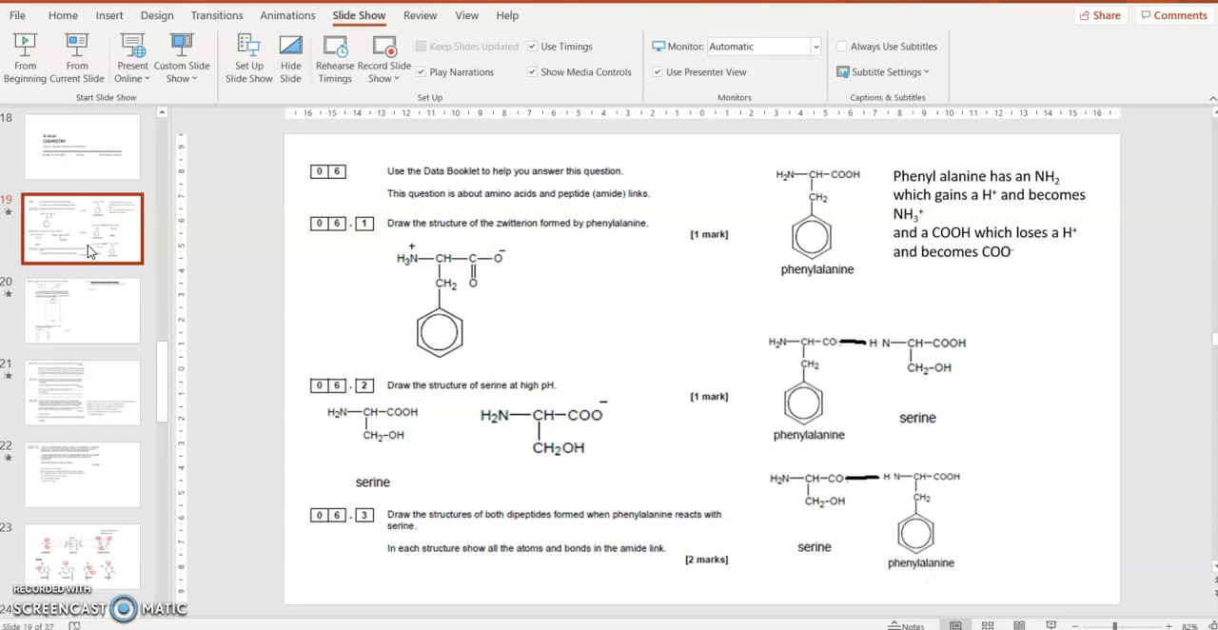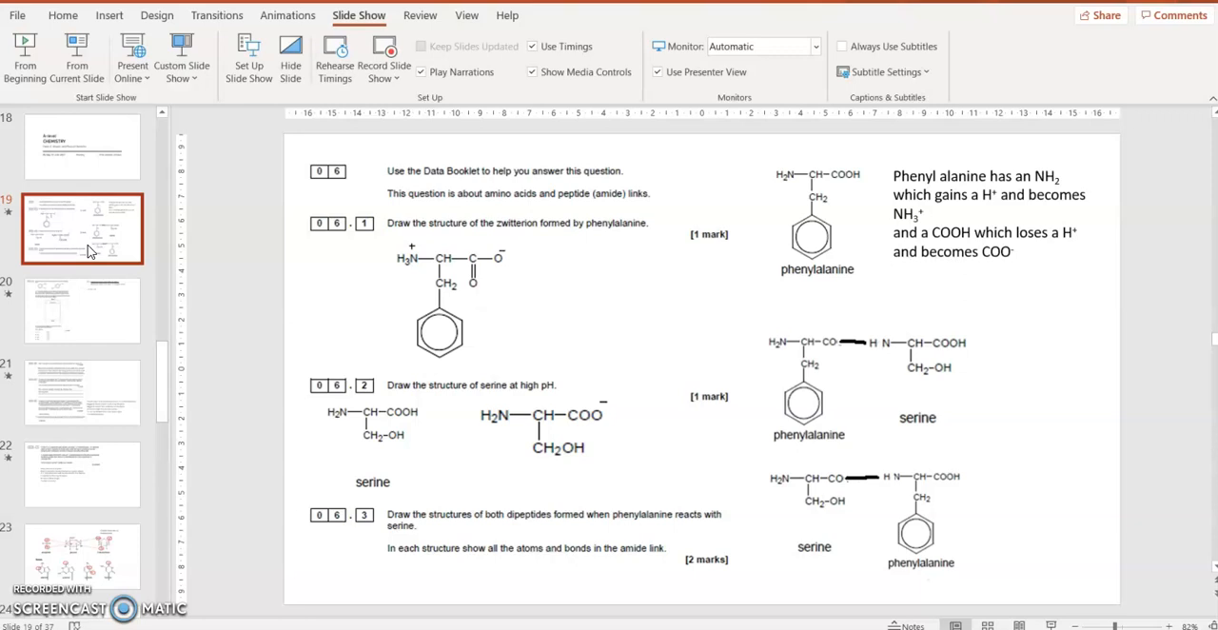Draw the structure of serine at high pH. So high pH means that it's a base. You've added a base. You've got something like sodium hydroxide or potassium hydroxide at a high pH. That removes an H+ from the COOH. So high pH, a base like OH- will remove an H+ from the COOH and leave the COO-. You leave the NH2 alone.